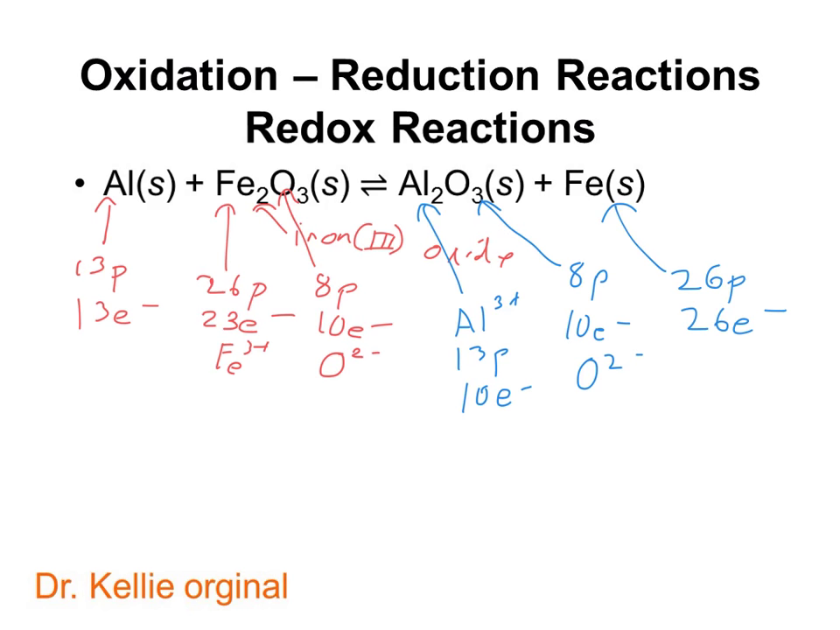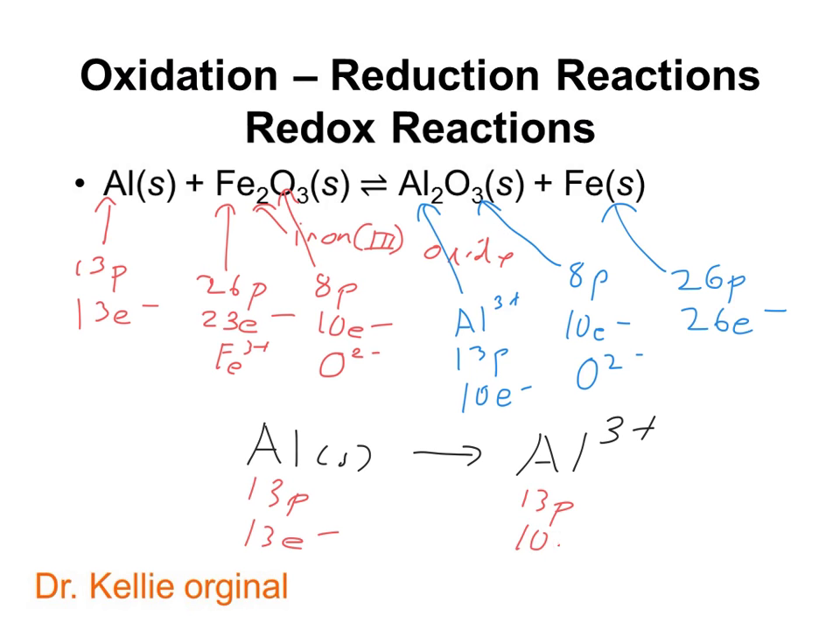So if we look at what happened on the level of the atoms, what we can see is that we had aluminum going from aluminum solid to aluminum +3. In other words, we had aluminum going from aluminum with 13 protons and 13 electrons to aluminum with 13 protons and 10 electrons. So we had a situation where our aluminum lost 3 of its electrons.